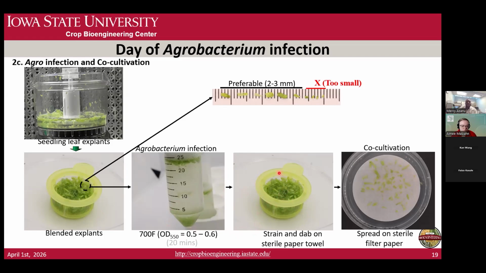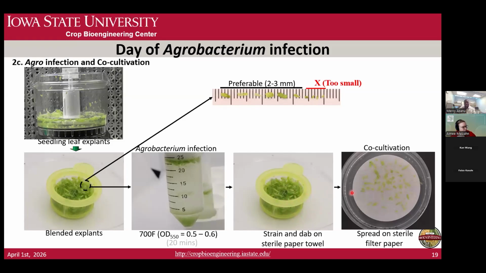Then after that, you decant and put the leaf segments with the Agrobacterium solution onto the cell strainer. You can use variable cell strainers. Others use an autoclavable mesh, as long as it is sterile. Then you use paper towels, as you can see, to remove the excess Agrobacterium. This is also important. After removing the excess Agrobacterium, our infected leaf segments are ready to be taken to the co-cultivation plate.